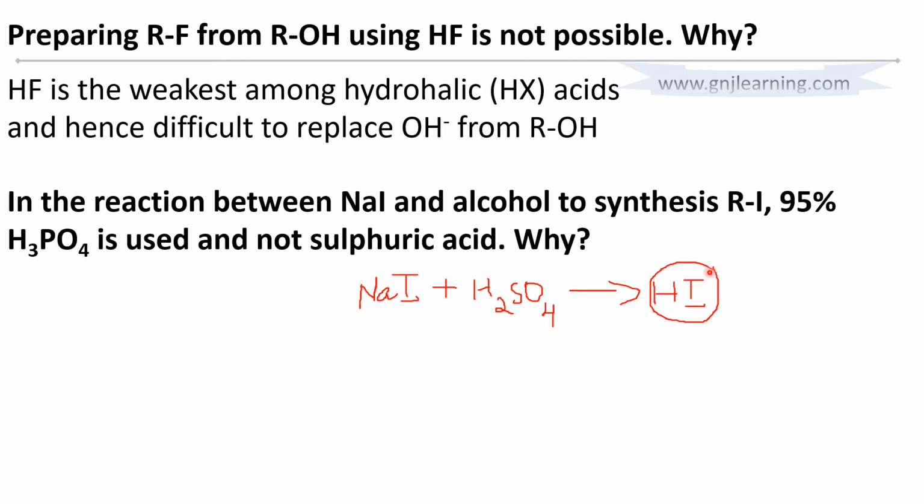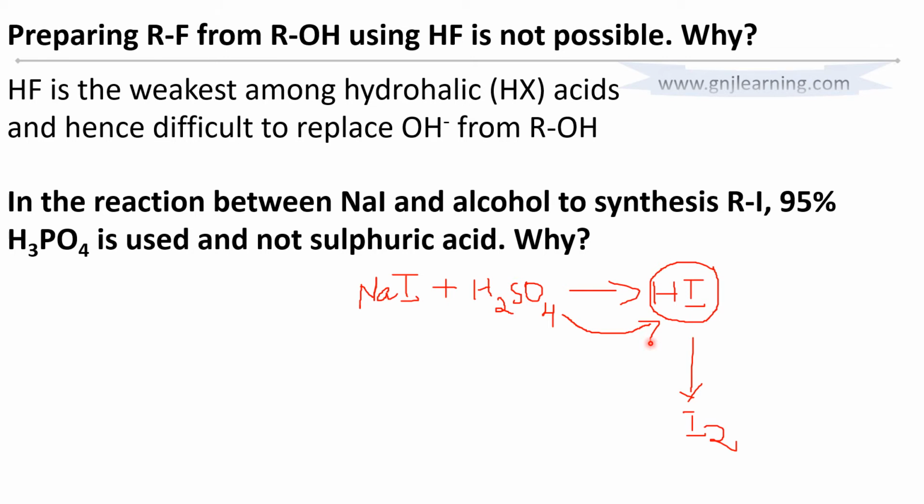Immediately when the HI is formed, since it is a very strong acid, it will again react with H2SO4. H2SO4 is a good oxidizing agent. Not the best like HNO3, but still a good oxidizing agent. So we have a strong acid and a good oxidizing agent. The strong oxidizing agent will immediately convert HI into I2. Who will do this? H2SO4 will convert HI into I2.